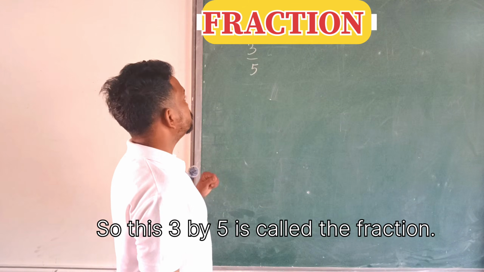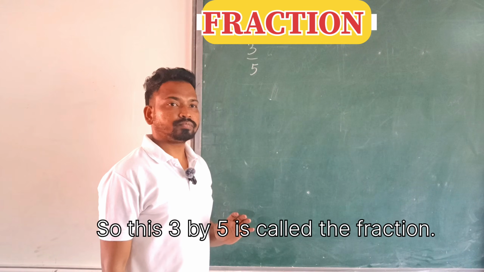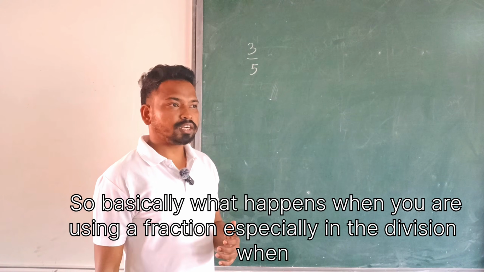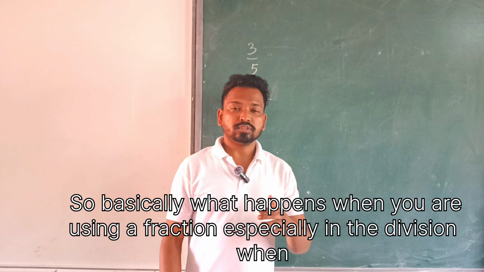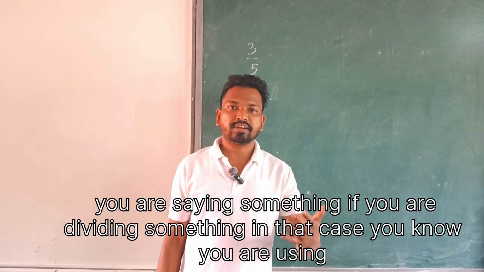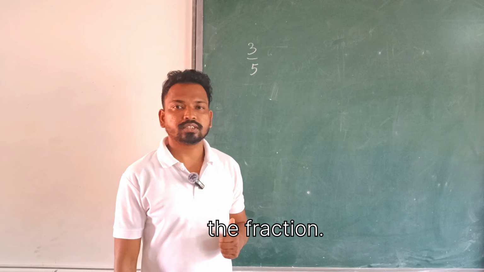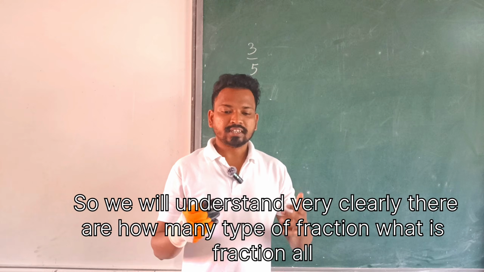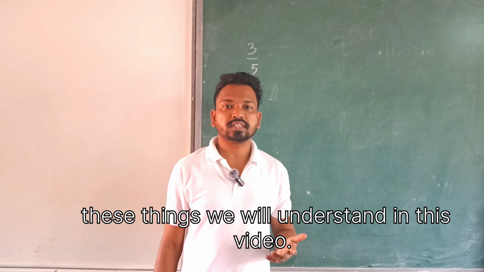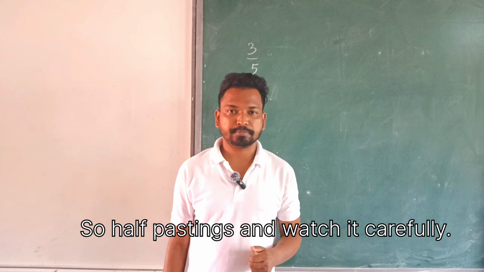So this 3 by 5 is called the fraction, part of a whole, equal part of a whole. So basically what happens when you are using a fraction, especially in division, when you are sharing something, if you are dividing something, in that case you are using the fraction. We will understand very clearly how many types of fractions there are, what a fraction is, all these things in this video. So have patience and watch it carefully.